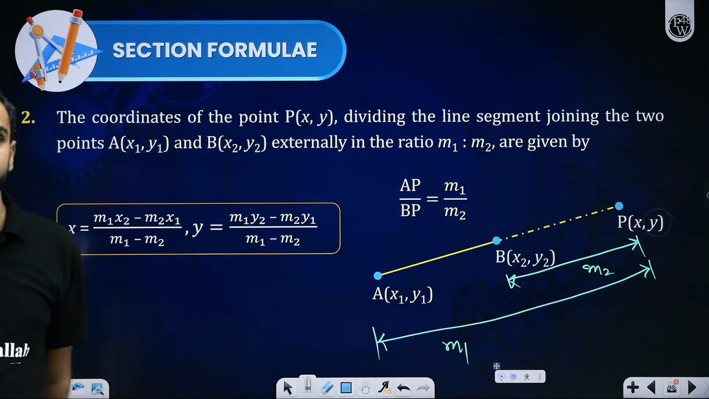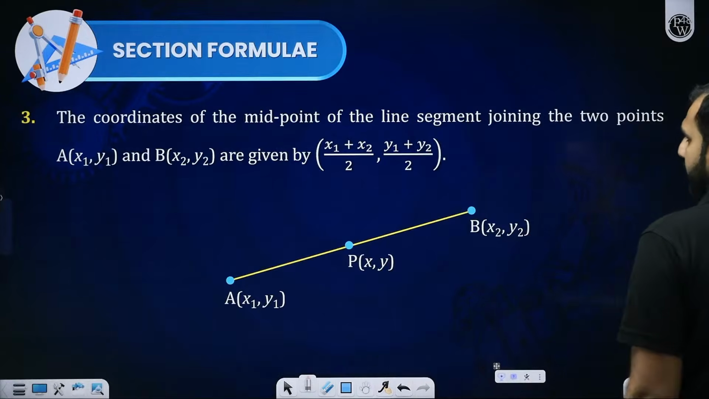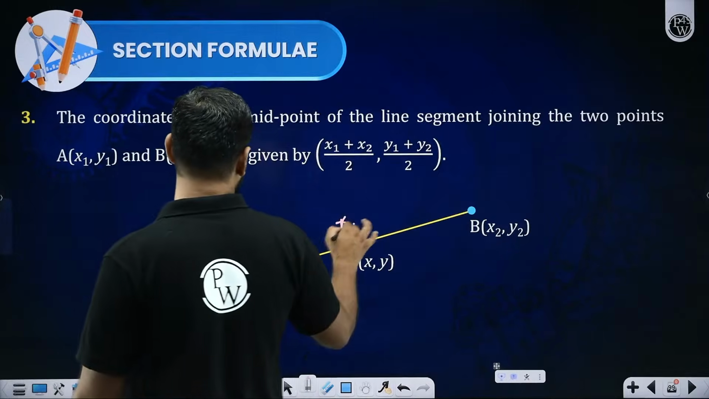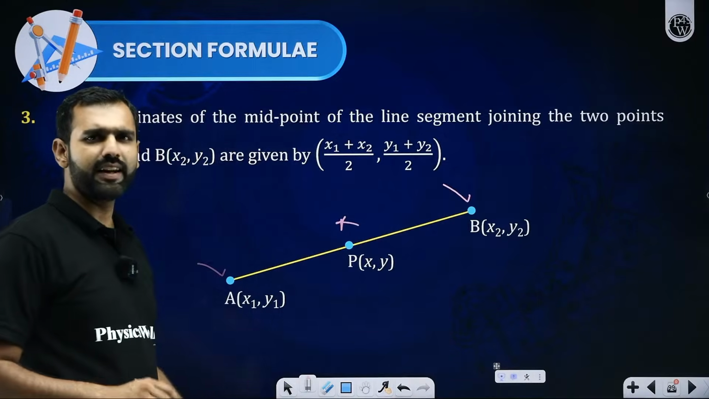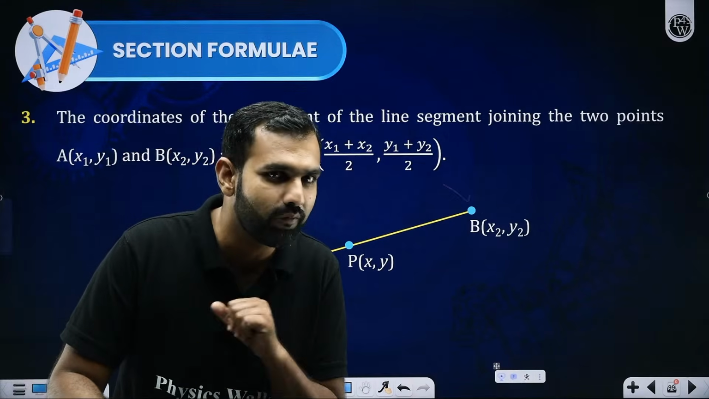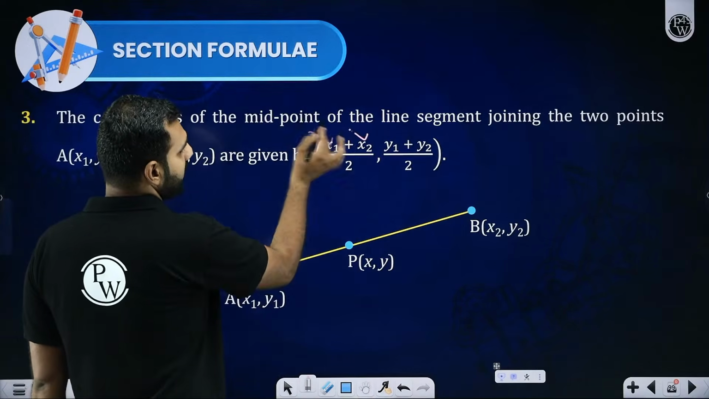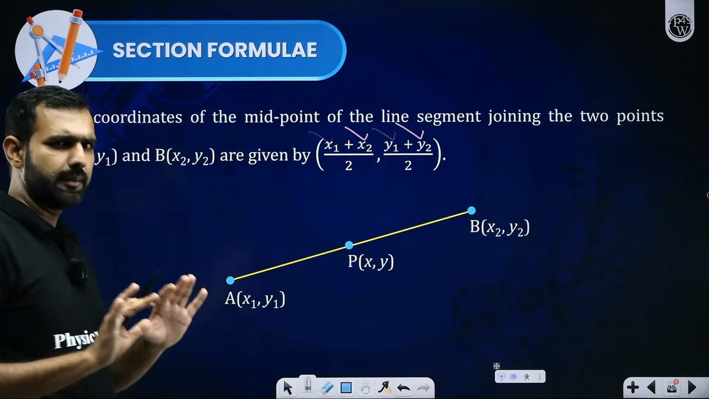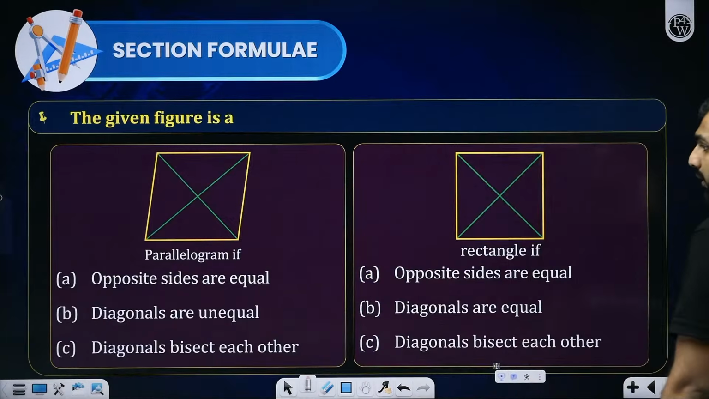Did you all understand the external division formula or section formula here? Yes or no? Sir, what if the point P over here is the midpoint of AB? What happens in that case? I think the ratio becomes 1:1. m1 and m2 become 1. Internal division. So I hope you're understanding. The midpoint is given by (x1 plus x2) by 2, comma, (y1 plus y2) by 2. Something really simple, basic, easy, understandable, and you must remember it.